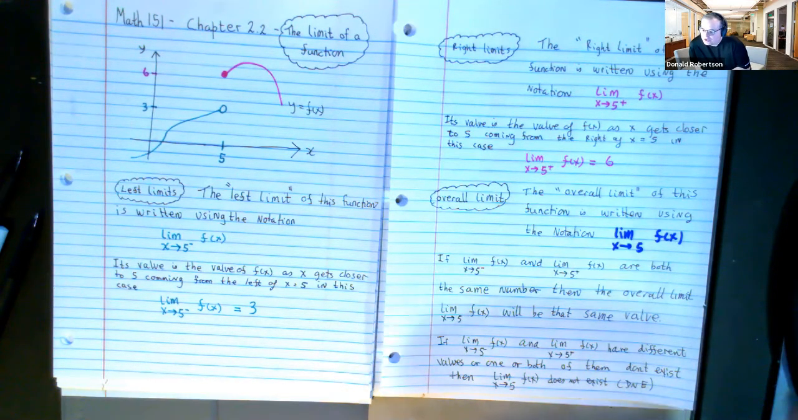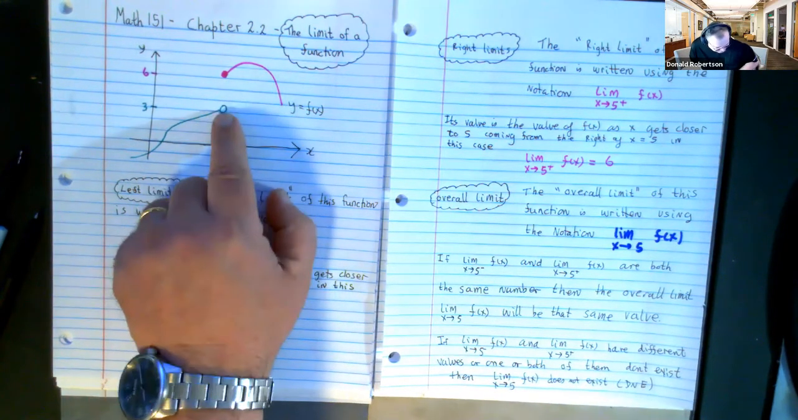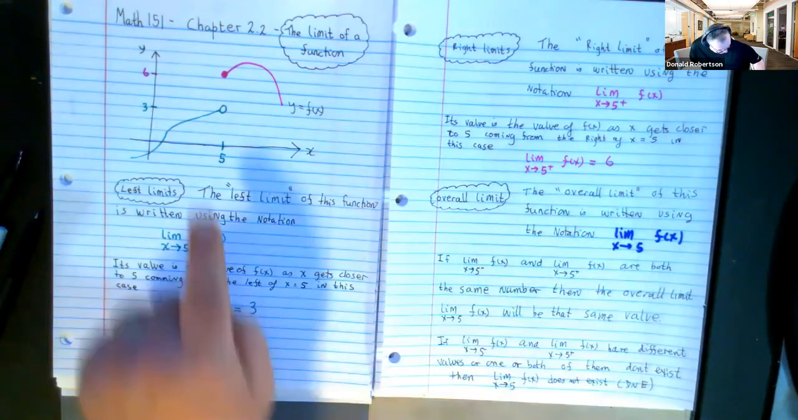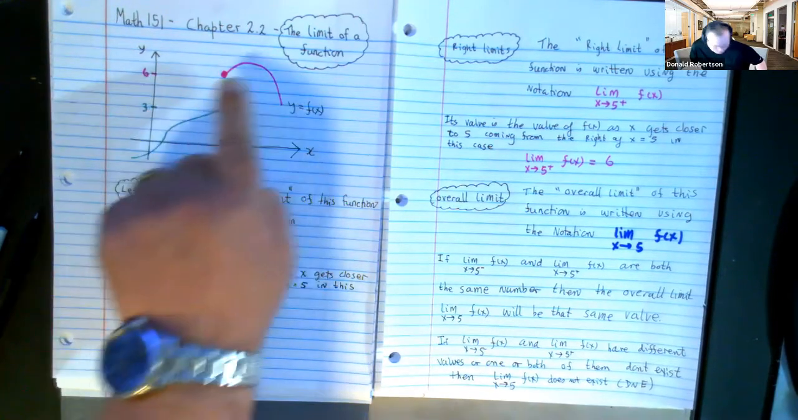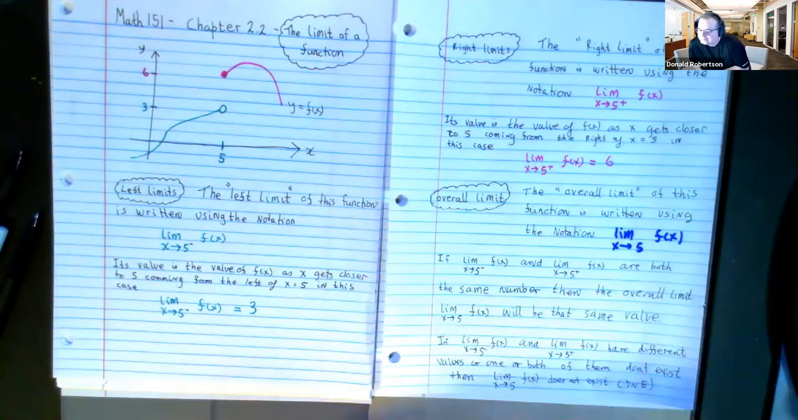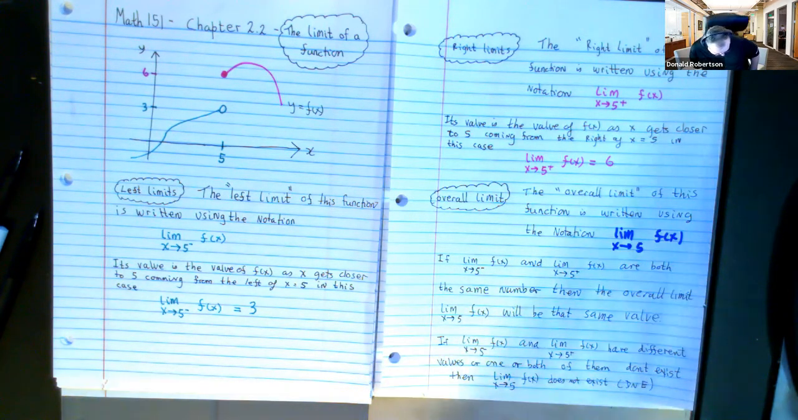The limits don't care what the value of the function is. They don't care where the solid dot is, or even if there is a solid dot. So don't let a solid dot affect your answers. The left limit is still 3, the right limit is still 6. As far as the limits are concerned, I don't care where the function's value happens to be. It might be there, it might not.